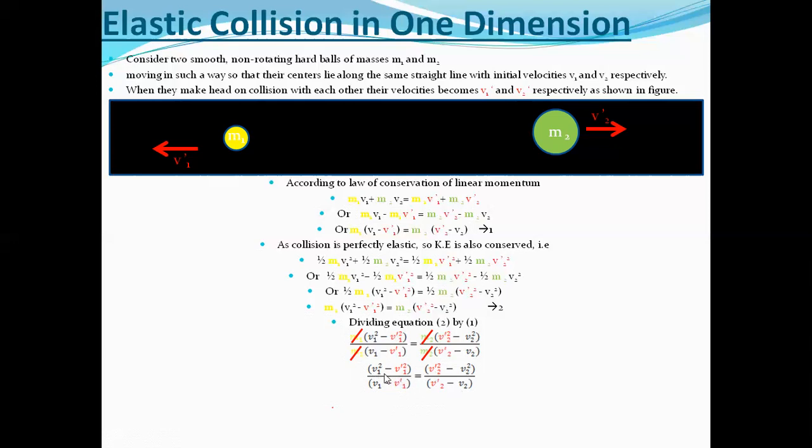Now in this case there is a mathematical formula which is represented by a square minus b square.